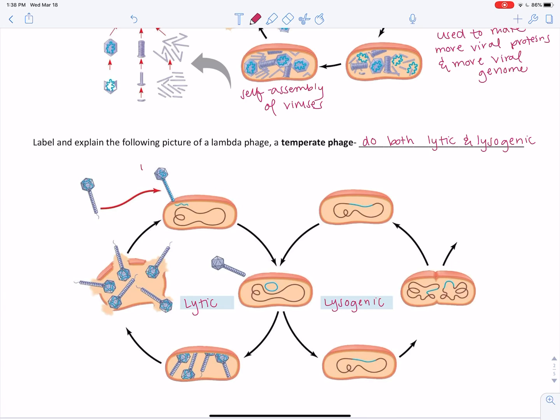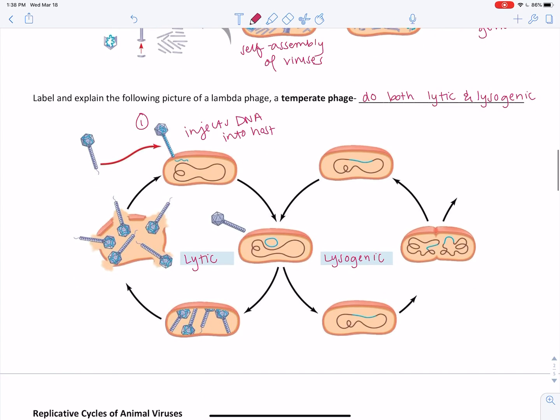So the first thing that happens is this lambda phage injects its DNA into the host. The viral DNA kind of circles up, and then it can be incorporated into the bacteria's actual DNA. So if it proceeds from here to here, meaning it becomes a prophage, which is viral DNA or viral genome and the bacterial genome in a circular chromosome, then we say it's in the lysogenic cycle.